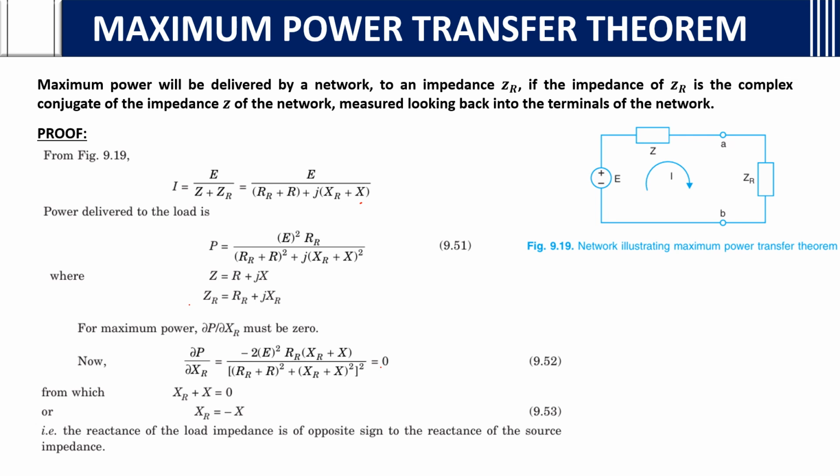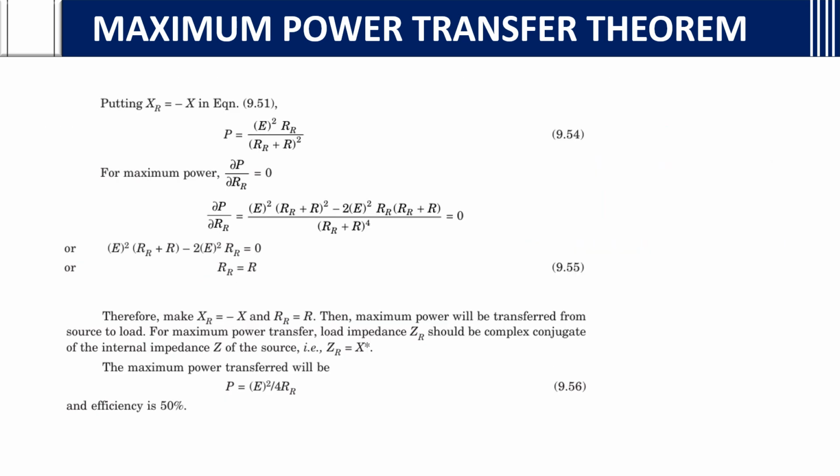Okay. Then now we will substitute xr is equal to minus x in this equation and see what will happen. Putting xr equals to minus x in that equation, what happens is the complex conjugate, the j term whatever is there, that is eliminated. Why? Because x and minus x, it becomes 0. So it will be eliminated.